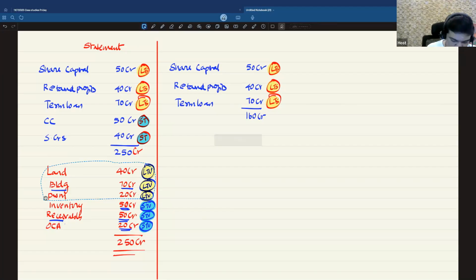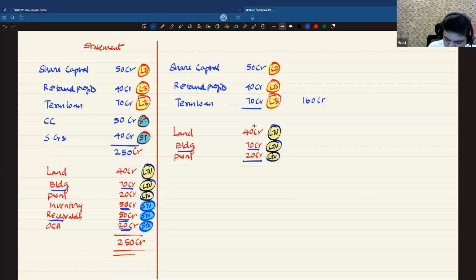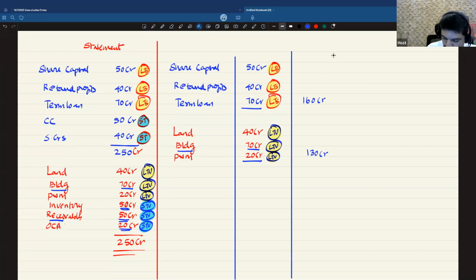Let me copy this and place that here. So these are all the long-term uses. And if you see the long-term use total, I'll put this total over here. The total is 160 crore. And I'll put this total over here: 40 plus 70 is 110, and 20 is 130 crore. So the long-term sources total is 160 crore and the long-term uses total is 130 crore.